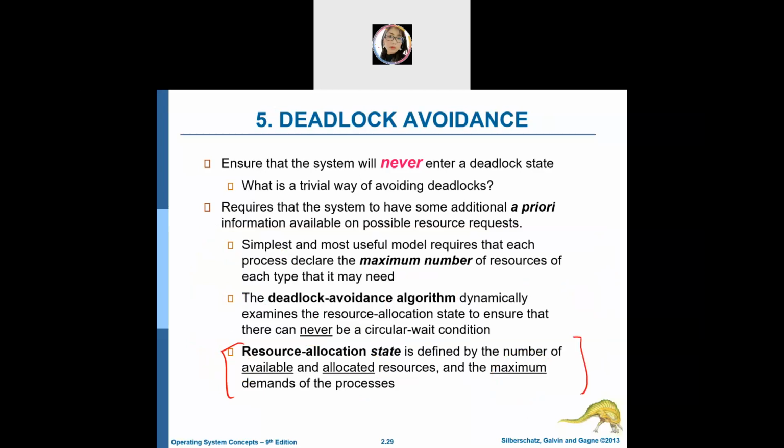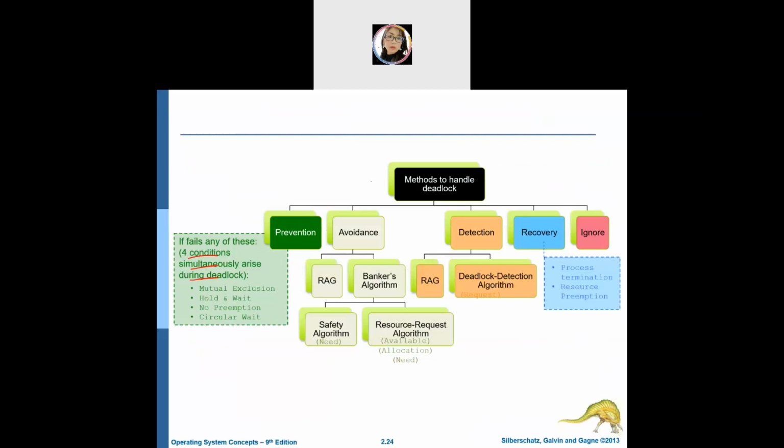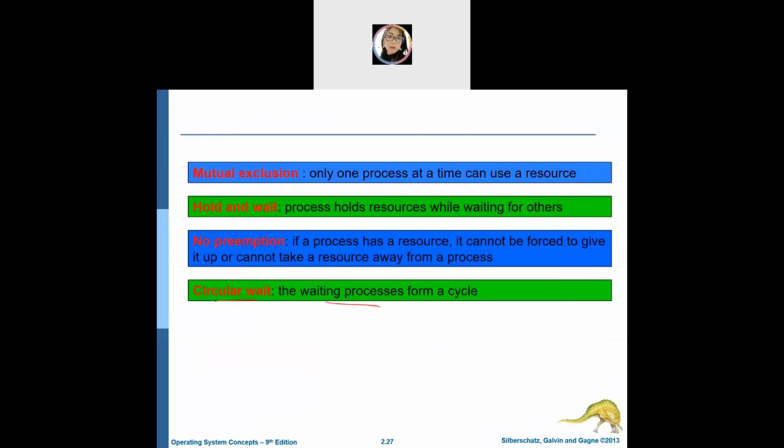Okay, this is an example of deadlock avoidance. But actually, in deadlock avoidance, you see there are 2, right? Where is it? The banker's algorithm or a resource allocation graph. So let's take them one by one.